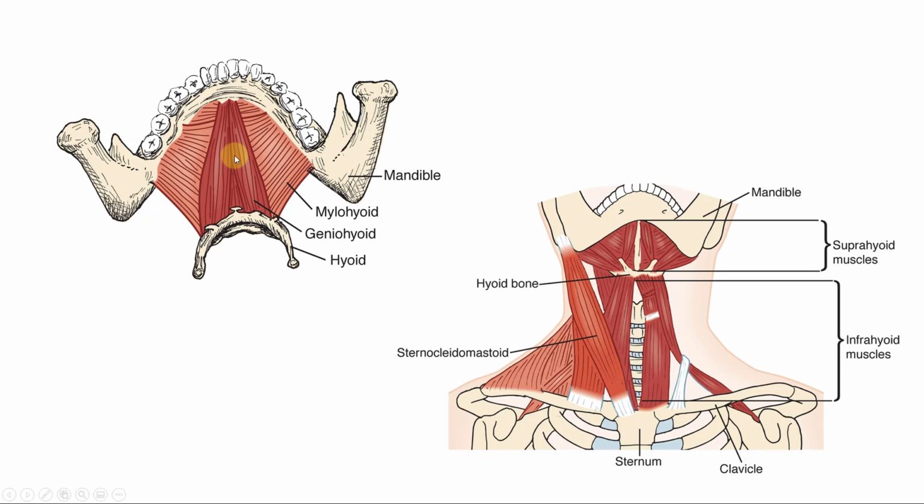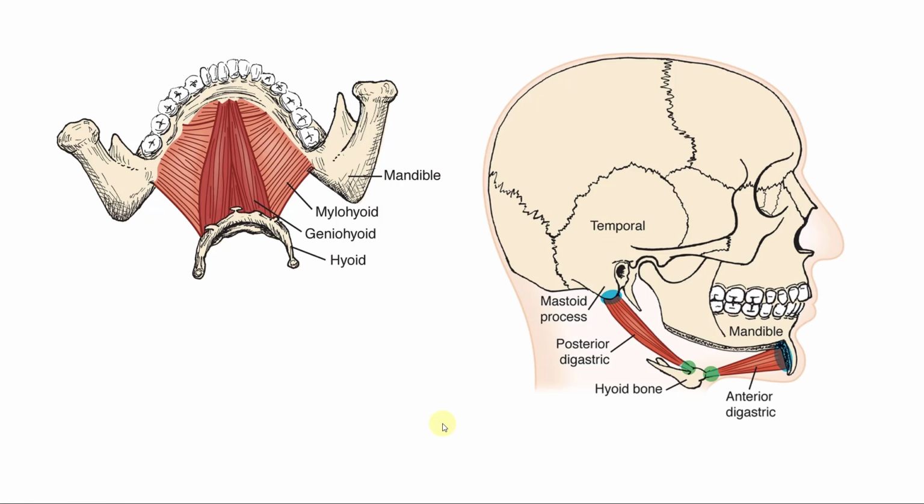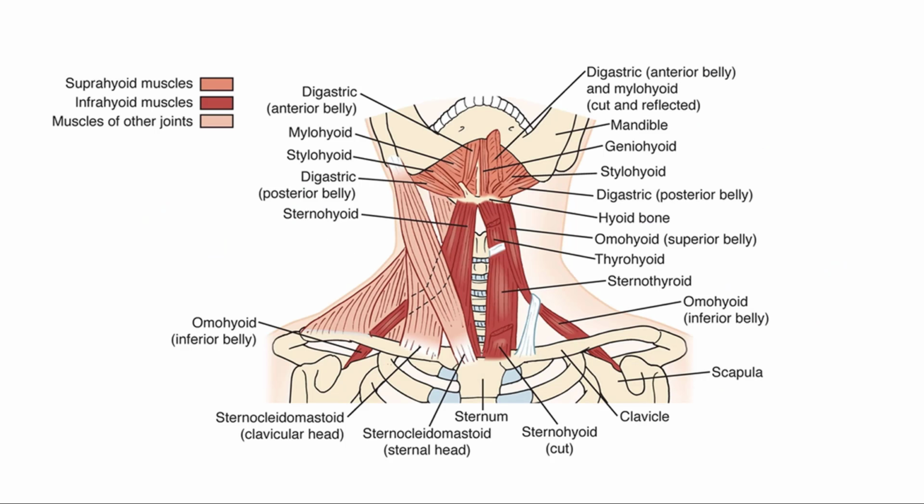You have the mylohyoid, geniohyoid, and then not depicted here, you have the digastric muscle, and I think that's in the next slide here. You can see the anterior and posterior digastric. And these muscles, basically, you can see the line of pull. When they contract, they're going to help in opening the mouth, so more in fine motor control. The hyoid bone is floating there. It's not connected, so it needs to be supported somehow as well, and that's where the infrahyoid muscles come in.